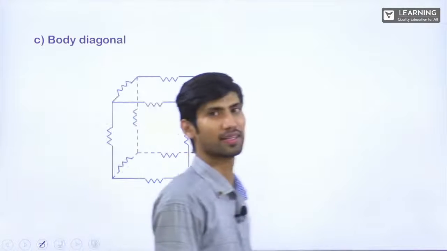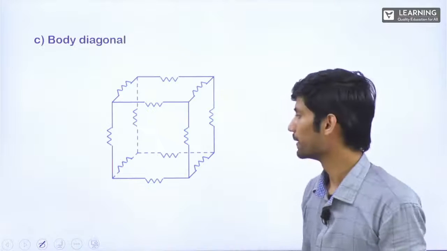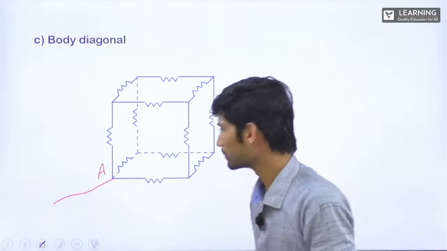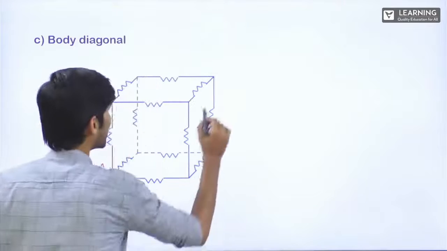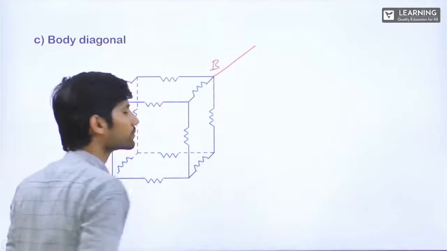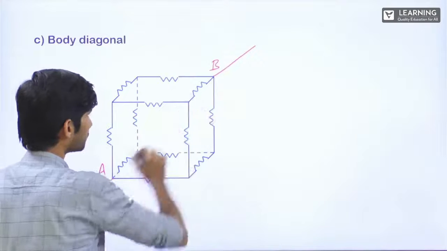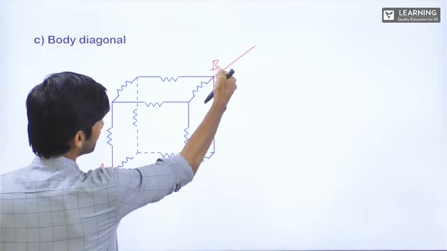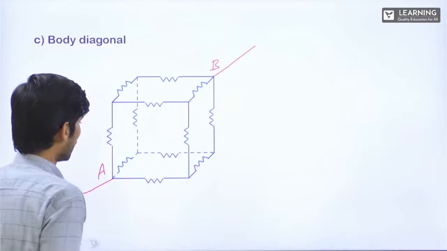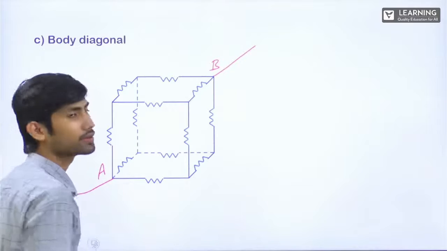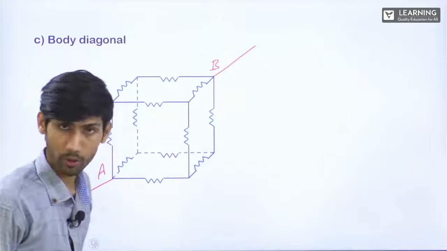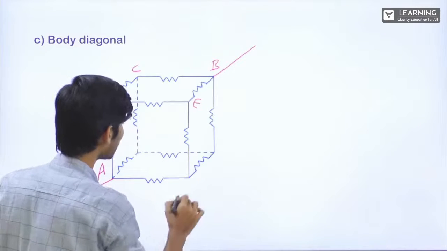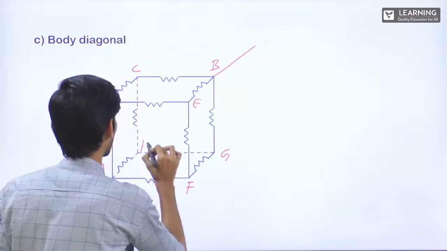Body diagonal. Let's see the body diagonal now. Let's take this point as A. This point we'll take as B. This is the body diagonal, right? First point of this front face and this point of the back face. All the resistors are R. First step is to find the equipotential points. Let us first label it C, D, E, F, G, H.